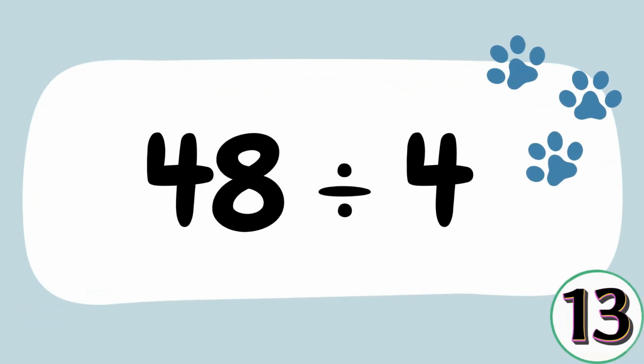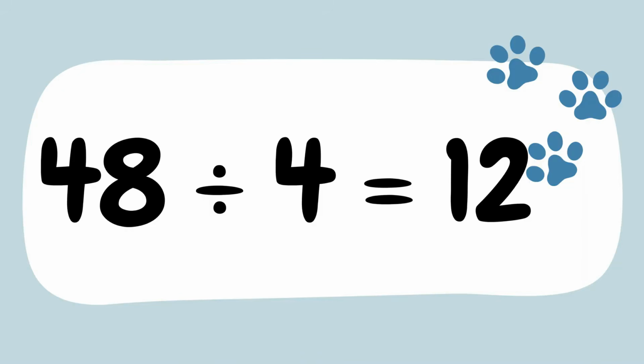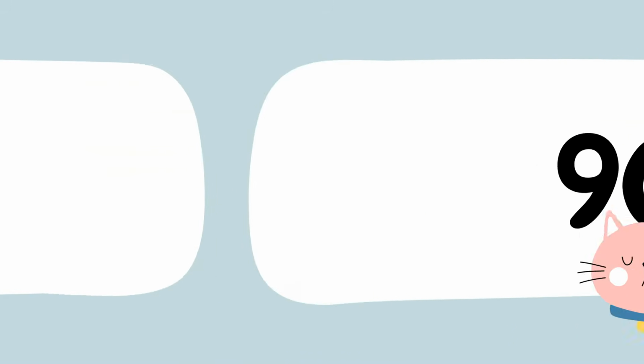What is 48 divided by 4? The answer is 12. 48 divided by 4 is 12.